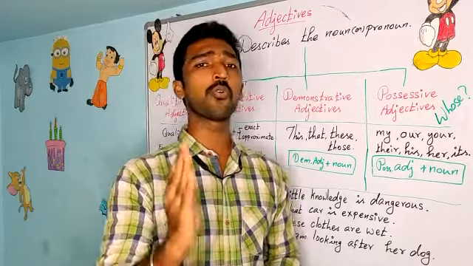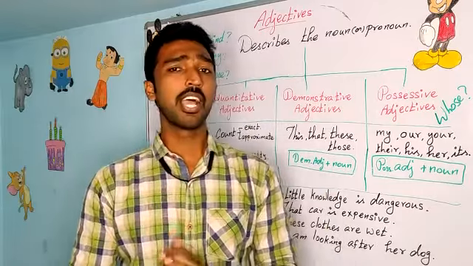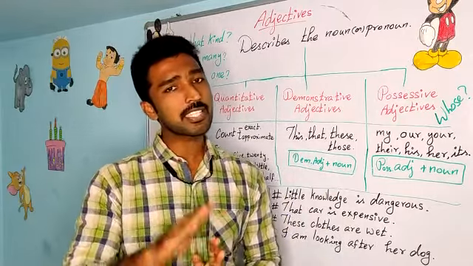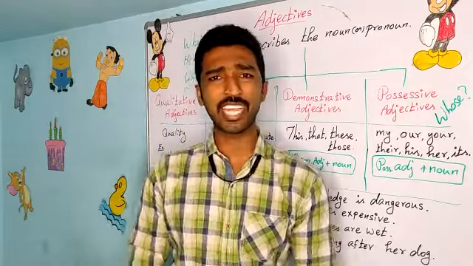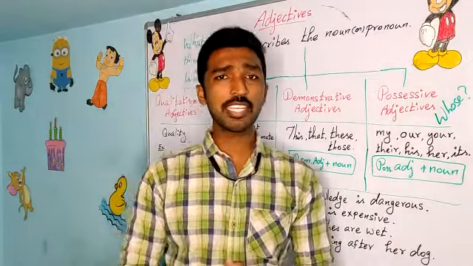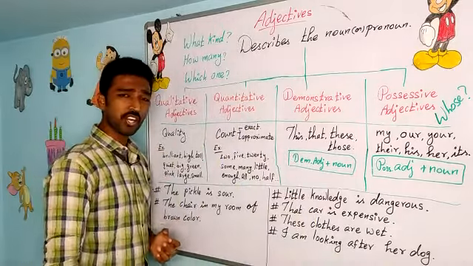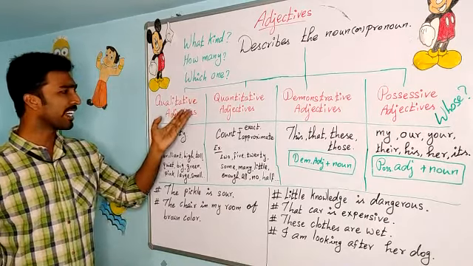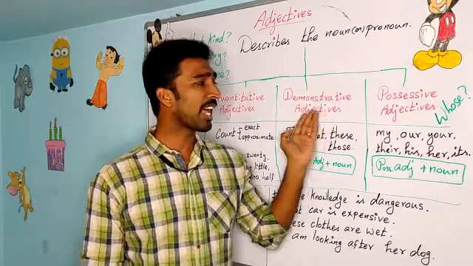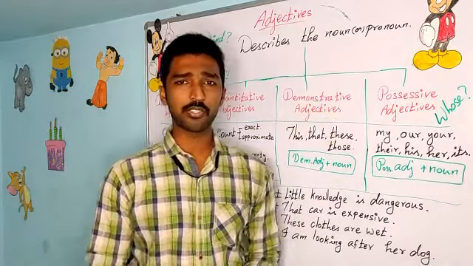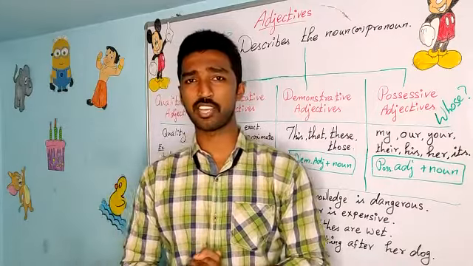I hope you know the basics of adjectives. You have already learned adjectives, and in this class we are going to see some of its kinds. Under adjectives, we have many kinds of adjectives. Let us see some kinds of adjectives in this class. The kinds of adjectives we are going to see today are qualitative adjectives, quantitative adjectives, demonstrative adjectives, and possessive adjectives. Four kinds of adjectives are going to be concentrated on in this class.